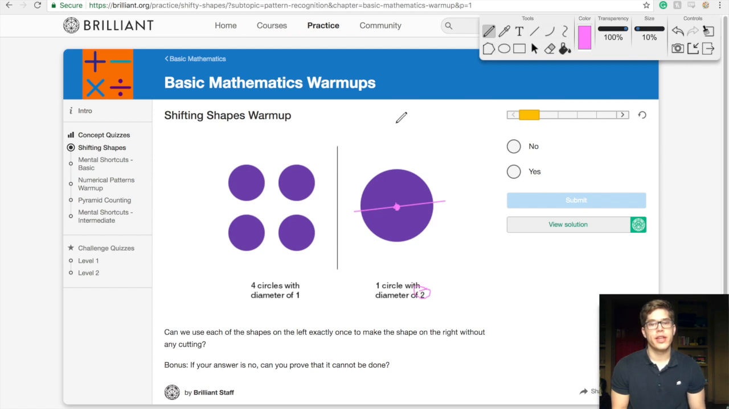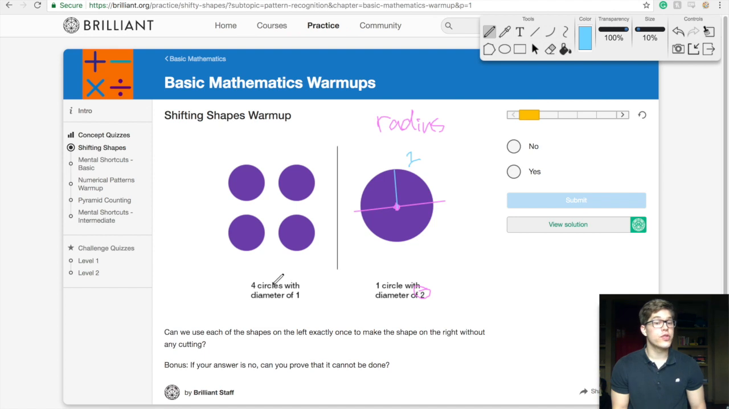And then you also might hear about the word radius that gets thrown around. Radius is half the diameter. So if the diameter is the distance all the way across the circle through the center, the radius would just be going from the edge to the center of the circle. And for this example, as the diameter is 2, the radius would just be 1.